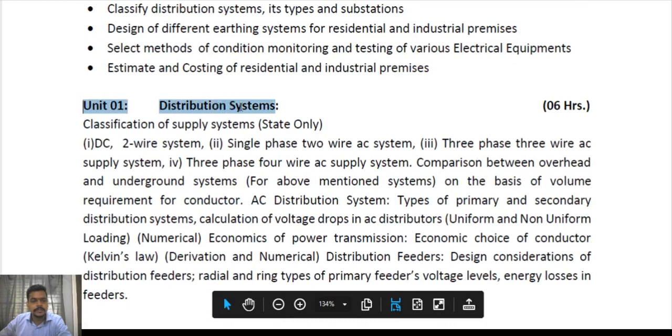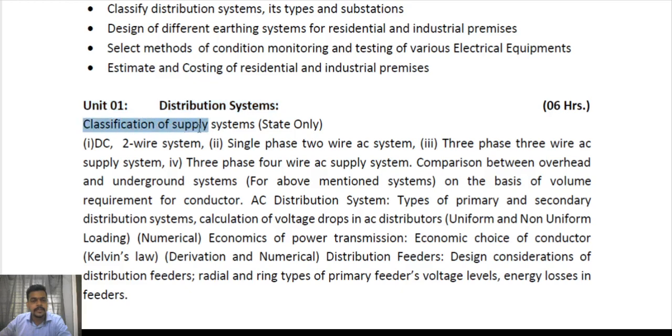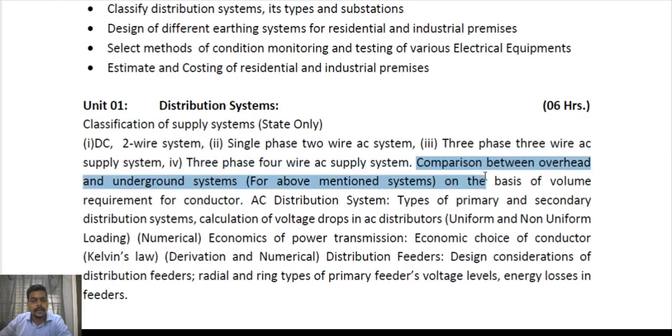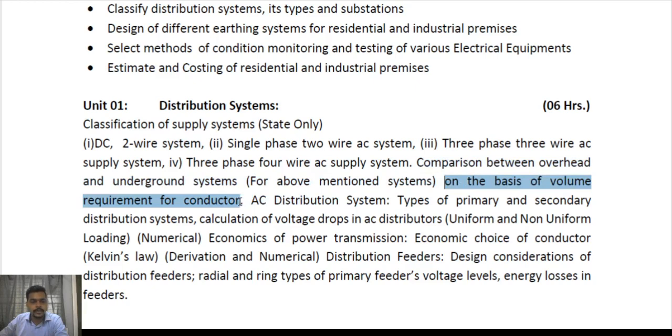Unit number 1 is named distribution systems. In this distribution system there is the classification of supply systems. So we are going to see the DC 2-wire system, single phase 2-wire AC system, 3-phase 3-wire AC system, 3-phase 4-wire AC supply system, and the comparison between overhead and underground systems for the above mentioned systems. So we are going to see this classification for overhead as well as for underground, and we will see the comparison. The comparison is mostly on the basis of volume of requirement of conductor.